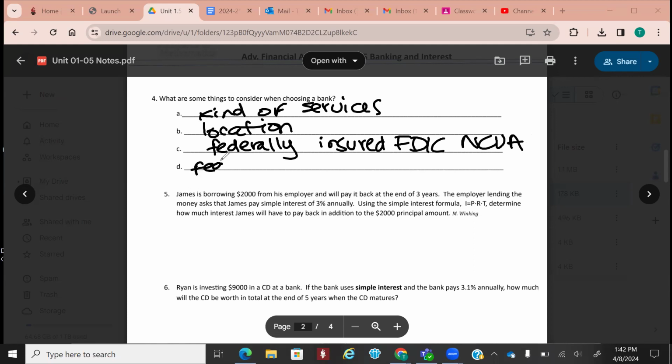And then Federal Deposit Insurance, that's what this stands for. Federal Deposit Insurance Corporation, and then the National Credit Union Association. So you want to make sure that they're federally insured.